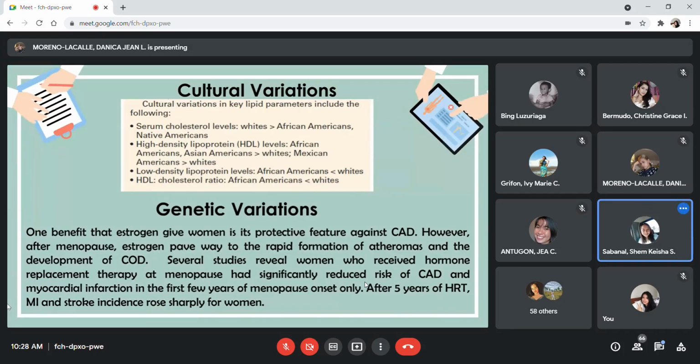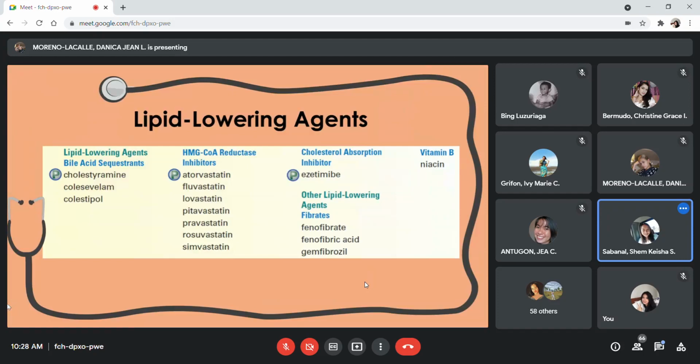Next slide, please. So now that we already know what hyperlipidemia is, let us get to know the drugs or the agents that we will use to decrease the cholesterol or lipid levels in our body. So we have here our bile acid sequestrants, our HMG coenzyme A reductase inhibitors, our cholesterol absorption inhibitor, and our other lipid lowering agents, which include our fibrates and our vitamin B3 or niacin. So let us move on.